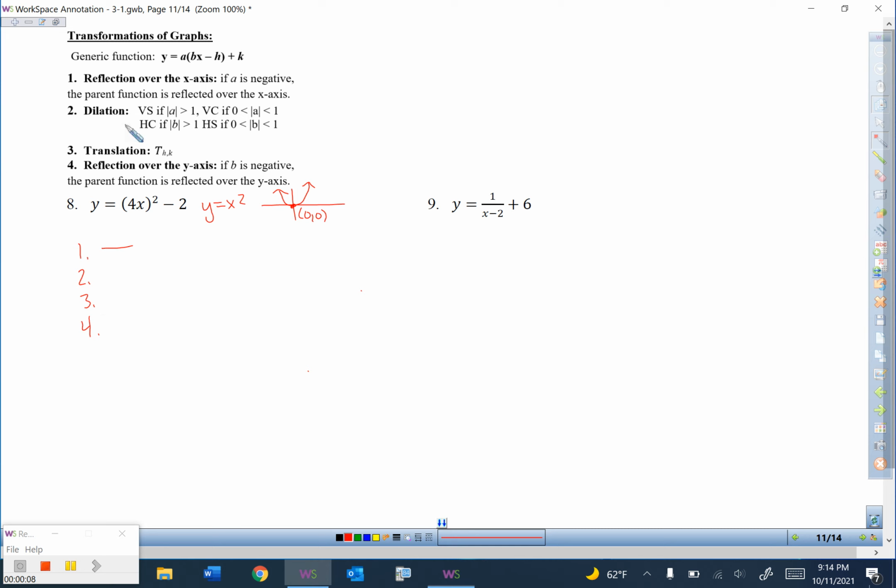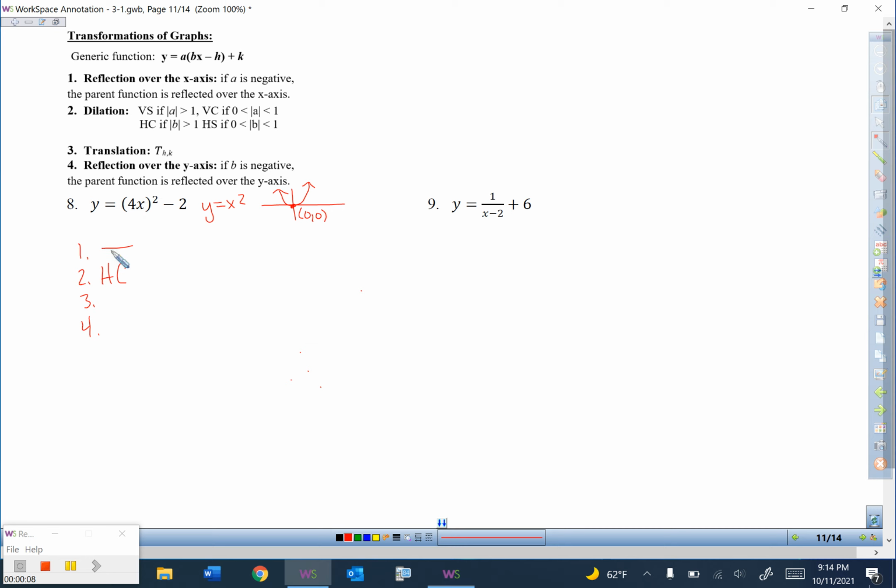Second step, we're looking for a dilation, or a number, not a translation. So that would have to be this number 4. Since the number 4 is inside, it's considered a b value, which goes with horizontal something on the graph. And the number 4 is greater than 1, so it'd be considered a horizontal compression.